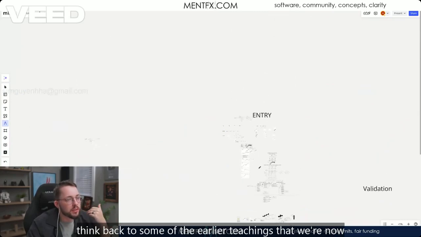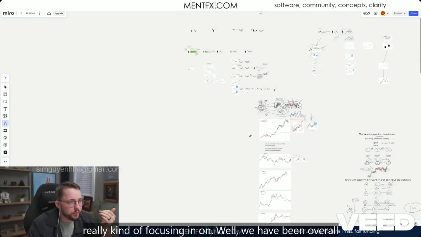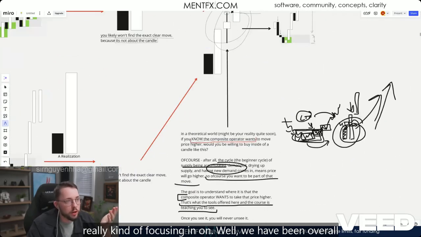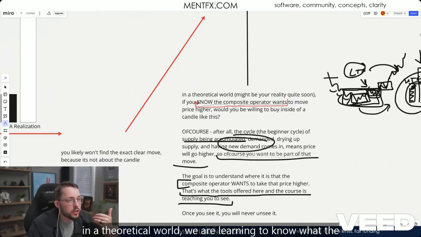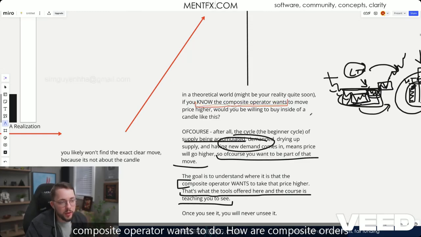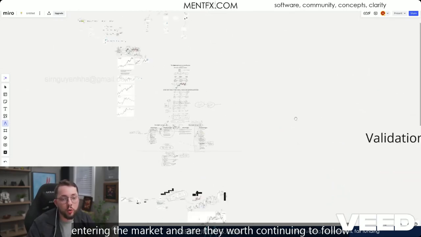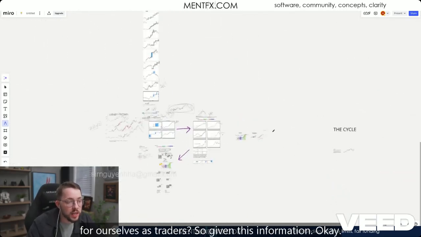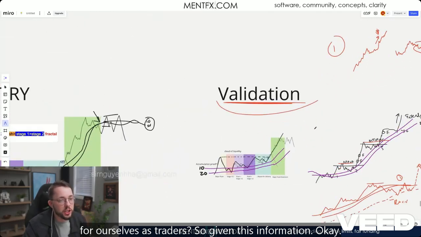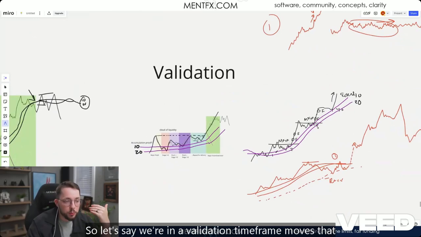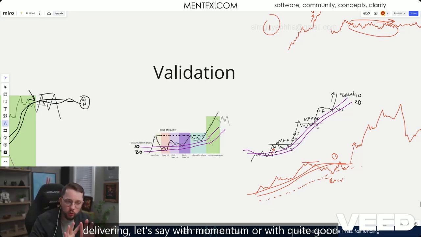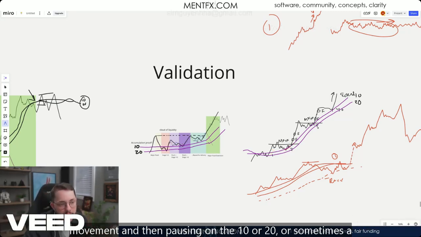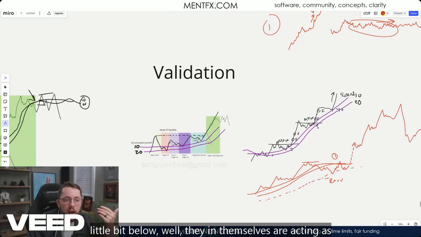So think back to some of the earlier teachings. Remember, the main thing we're doing, in a theoretical world, is learning to know what the composite operator wants to do. How are composite orders entering the market, and are they worth continuing to follow for ourselves as traders? So, on a validation time frame, moves that start to become quick and start delivering with momentum or quite good movement, and then pausing on the 10 or 20 or sometimes a little bit below, well, they in themselves are acting as what?